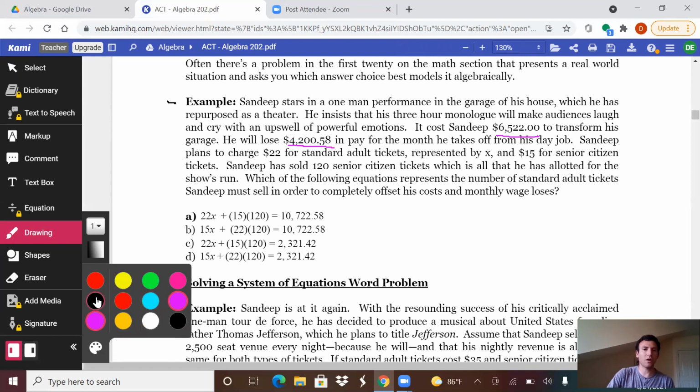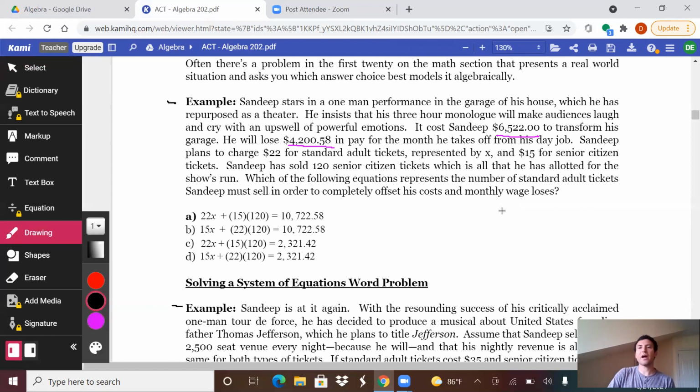Okay, tons going on there. But understand that what the problem wants from you is something in terms of price, because we need to offset how much he's paying. So how much is he paying? Well, he's paying $6,522 plus $4,258. So that's how much he's in the hole. So we need to offset that. So if we add these together, we get $10,722.58.